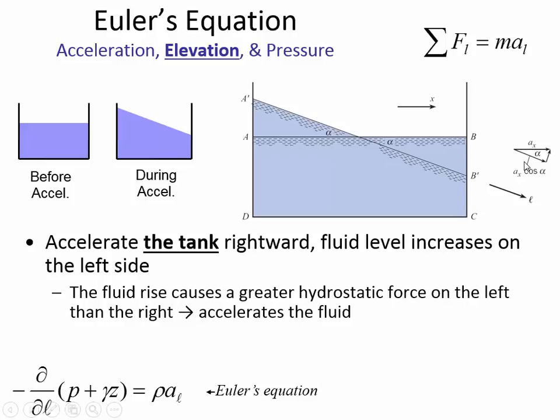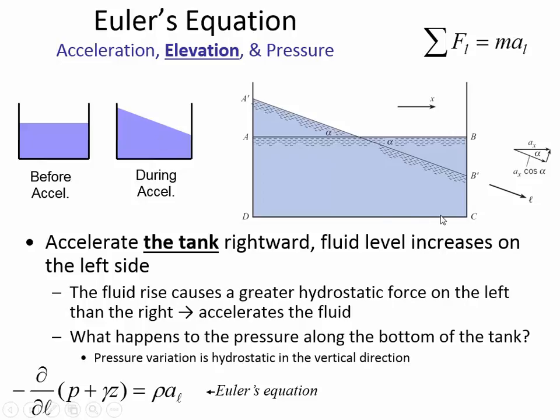So if you're accelerating the tank to the right, the liquid level increases on the left. And that's similar to the rule I gave you earlier that pressure increases in the opposite direction of acceleration. You can say the same thing about liquid level. Liquid level increases in the opposite direction of acceleration. So here, the tank's accelerating to the right, and it's getting deeper as you move in the left direction through this body of water that we're analyzing.